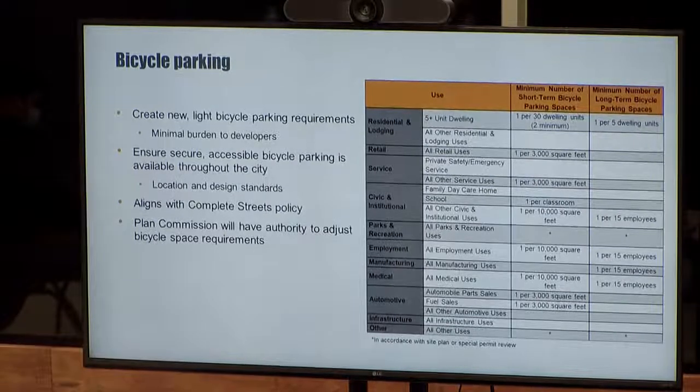If you're a very small business, you aren't going to be forced to add a bike rack unless you're more than 3,000 square feet. So a lot of businesses won't even be impacted. What's an example of a 3,000? Do you know off the top of your head what 3,000 square feet is? Maybe 30 feet wide, 100 feet deep. Yeah, nothing in our downtown would be that.